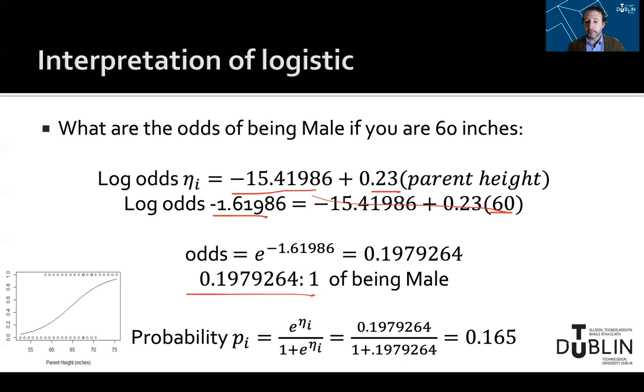That comes out in the probability. And the probability says it's 0.165 that you're male. So that means it's 0.835 that you're female. So it's much more likely you're female if you're 60 inches.